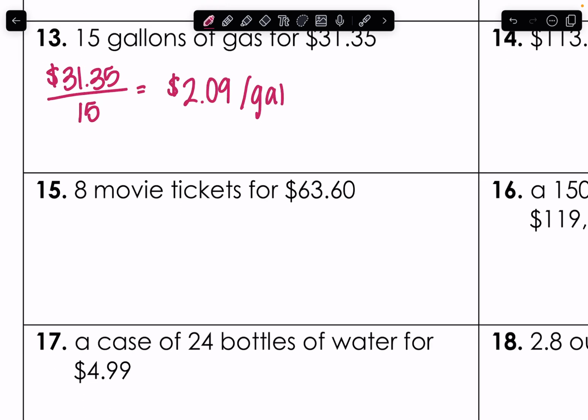All right, so let's go ahead and look at number 15. 8 movie tickets for $63.60. Again, price is going to go on top. $63.60 divided by 8. This is a good thing to do. Let's say you or someone that you know bought all the tickets for everyone, right? You need to figure out how much does everyone owe. I take that total price divided by how many tickets. So we get $7.95 per one ticket. So all of your friends would owe you $7.95.